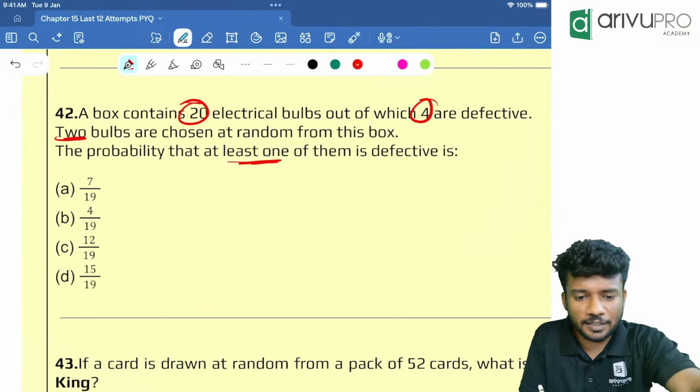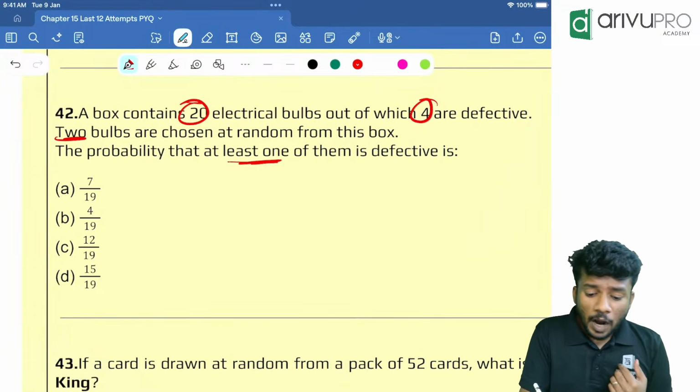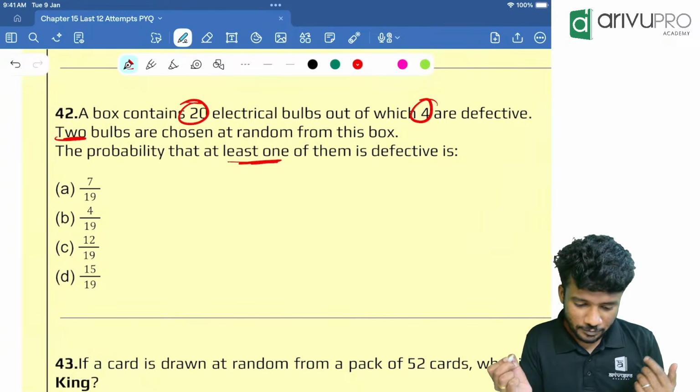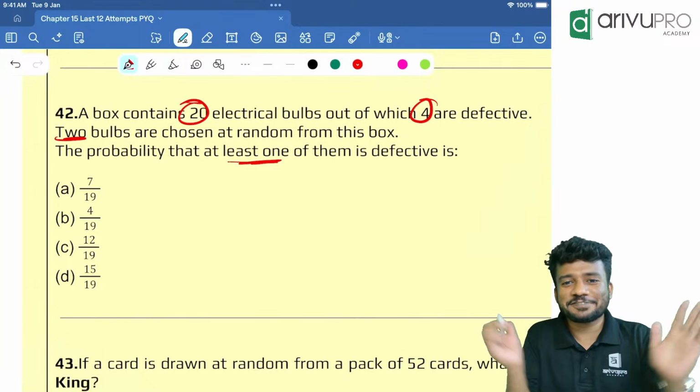Yes, whatever you are telling is correct. Yes, 1 by 6 is the answer. So, at least, what is happening here? Oh, some charge issues. Okay, fine.